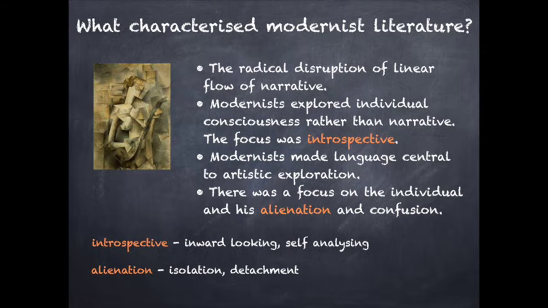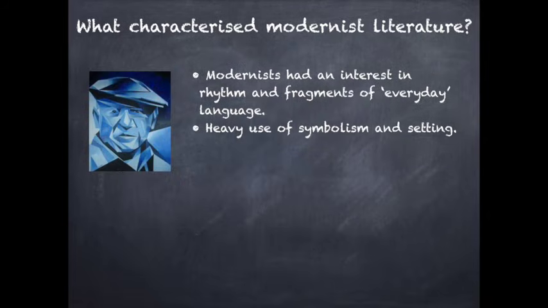So again, I've given a few definitions: introspective, inward-looking, self-analyzing; alienation, isolation, detachment. So they're great words for modernism. Six, modernists had an interest in rhythm and fragments of everyday language. And seven, heavy use of symbolism and setting. So again, as I said before, keep an eye out for those seven features as you're reading something from between the 1890s to the 1950s, and try and work out, do you think it's fitting under the banner of modernist text?